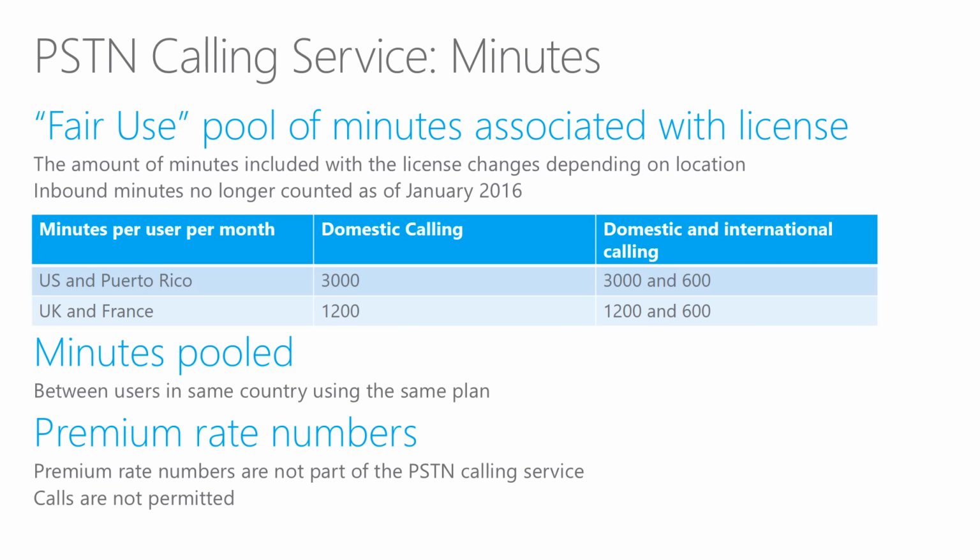minutes for international calling. Users in the UK and France will get 1,200 minutes for domestic calling. And if they have domestic and international calling, they will get 600 minutes on top for international calling. One interesting thing about the minutes is that they are pooled among users in the same country in the same plan. So if you have two users, both in France, both with domestic calling, and one user has already consumed all the 1,200 minutes, but the other user has minutes left, the first user can use the minutes of that other user.